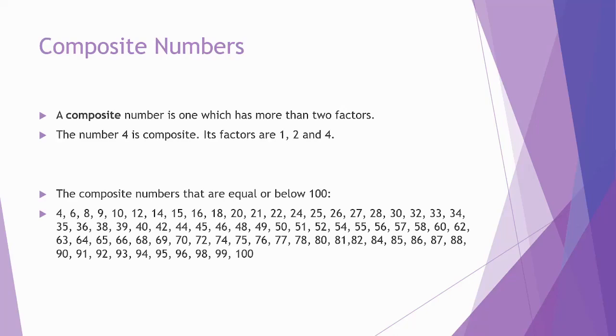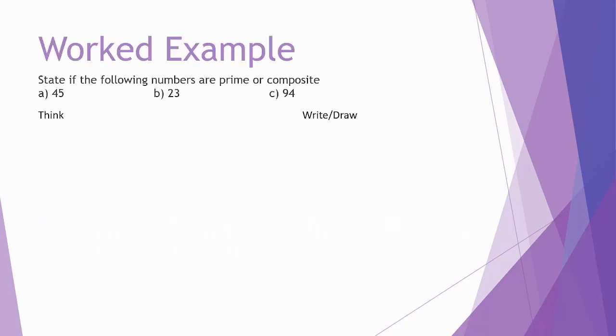And here I've listed the numbers that are equal to or below 100 that are composite numbers. As you can see, there are a lot more composite numbers that are equal or below 100 than there are prime numbers. I have an example here. State if the following numbers are composite or prime. So I have the numbers 45, 23, and 94. On the left-hand side, I have my thinking, and on my right-hand side, I have what I write down so that my teacher can see what I understand with this question.